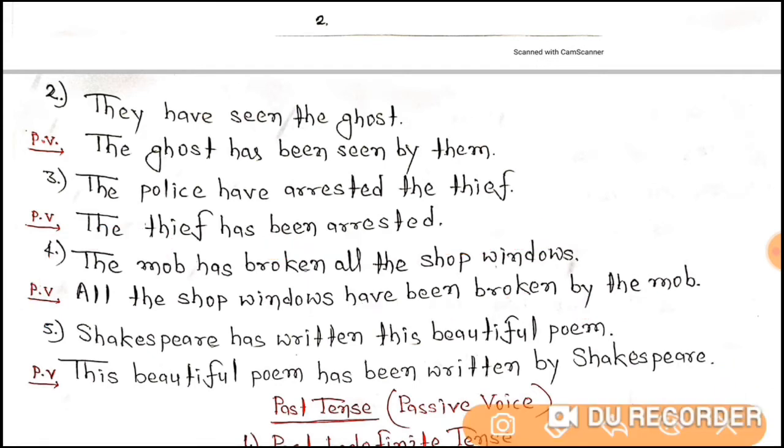Now let's understand the fifth one. Fifth one is what? Shakespeare has written this beautiful poem. So Shakespeare has written what? So this beautiful poem. So this beautiful poem is the object of this sentence. So you have to put it at the place of the subject of passive voice.